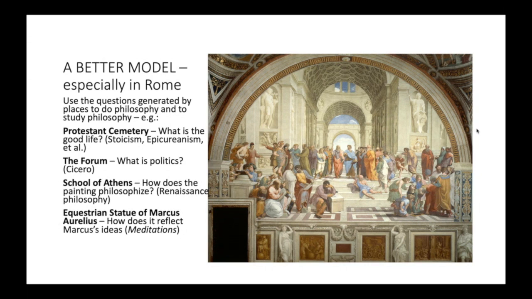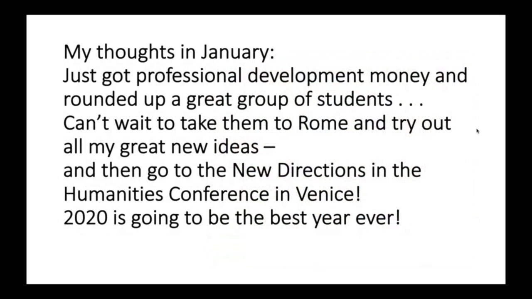The Forum, almost inevitably, we start thinking about the nature of politics. Cicero himself reflects on politics in relationship to the Forum itself. And then if you think of paintings and sculptures, rather than just see them as depicting a philosopher or a set of philosophers, think of how a painting like the School of Athens philosophizes itself. How does it connect up to a conception of how we do philosophy? How might it connect to Renaissance philosophy? Or how might a statue, say, of Marcus Aurelius, reflect Marcus's ideas in the Meditations?